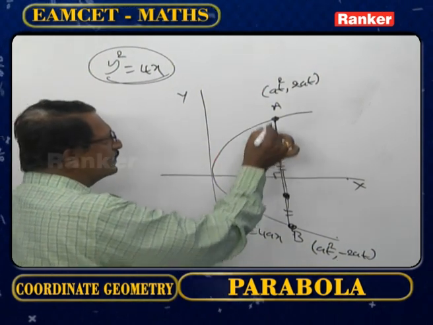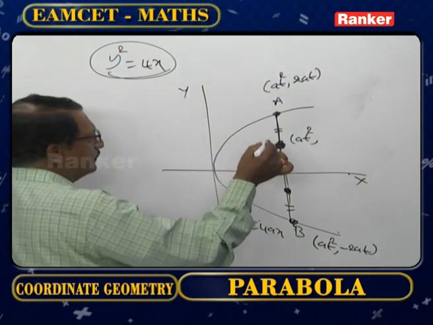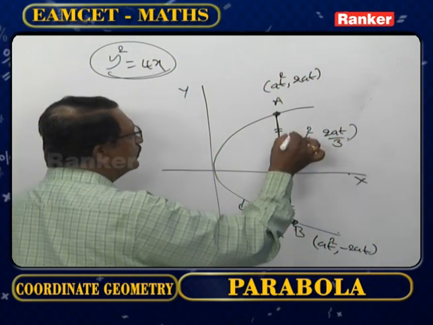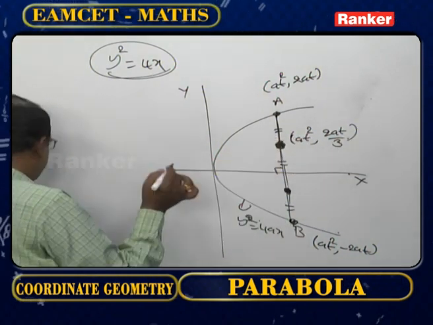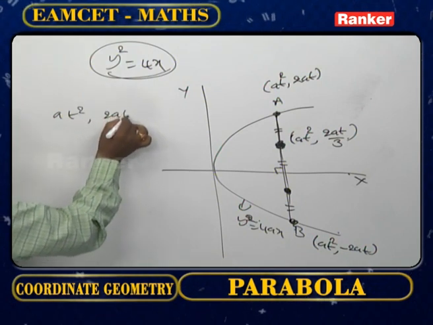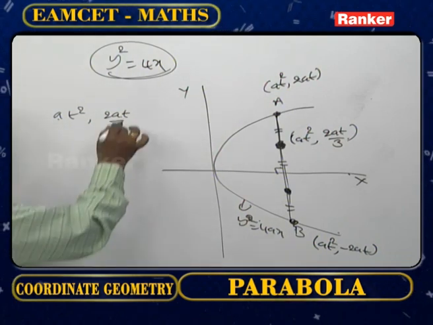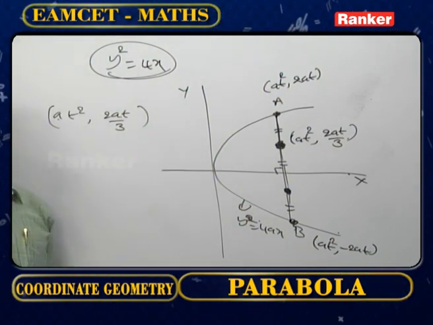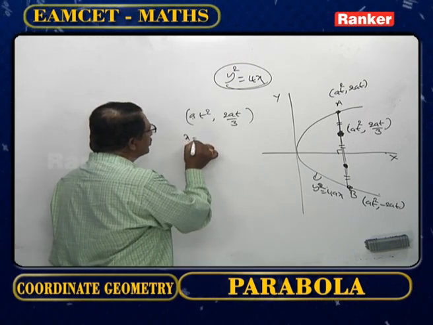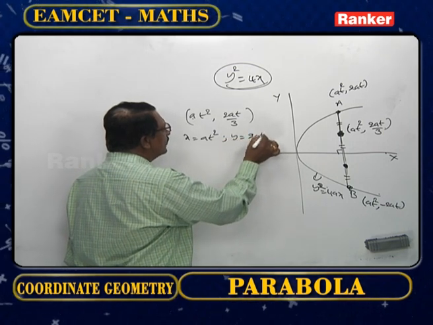Now, the x coordinate on this line is always the same, at square comma 2at by 3. Now, required locus of the point at square comma 2at by 3, which is one of the trisection points. Now, here x equals to at square, y equals to 2at by 3.